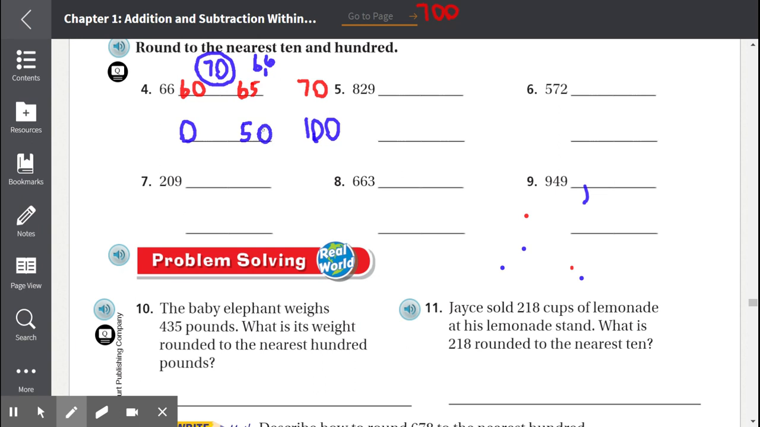Now let's see where we would place our 66. Now, would 66 be between 0 and 50 or 50 through 100? It would be between 50 and 100. So 66 would be right about here. So that means it is closer to 100 than it is to 0. So number 4 would be 100, and I circled it right here.